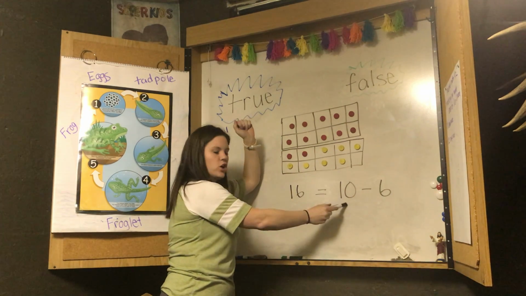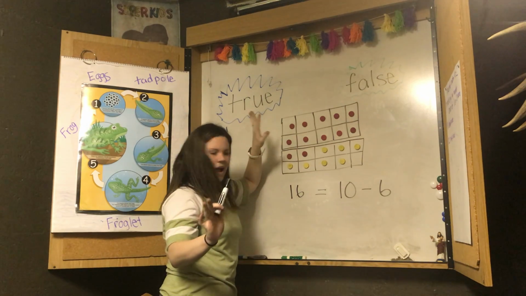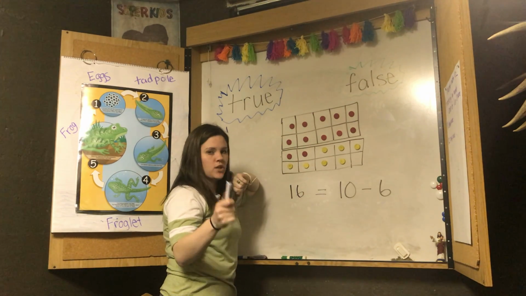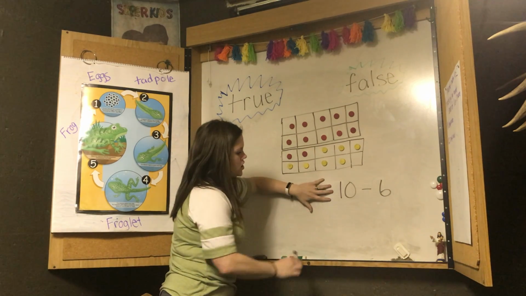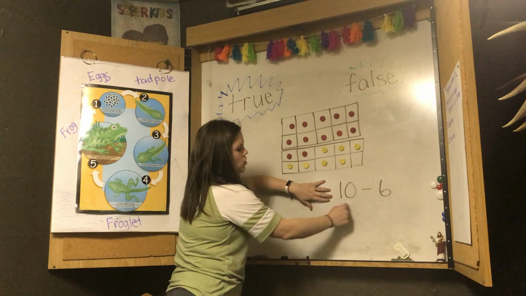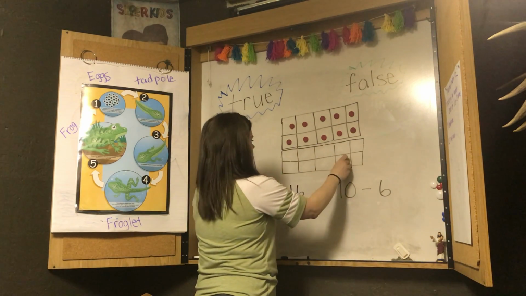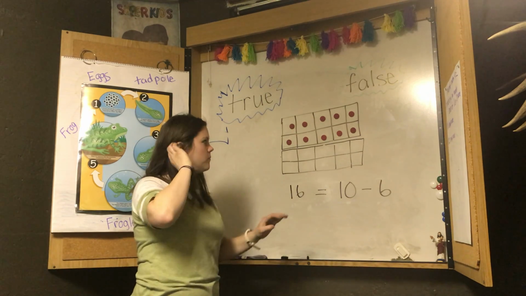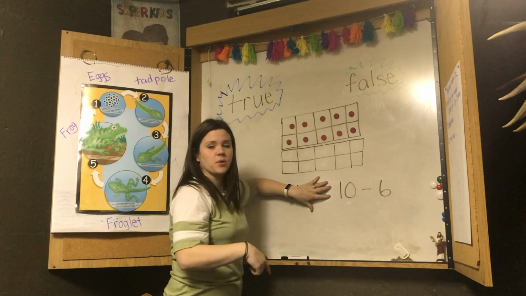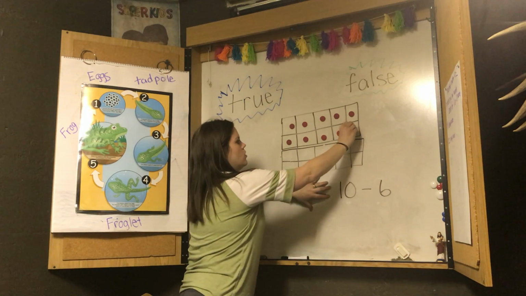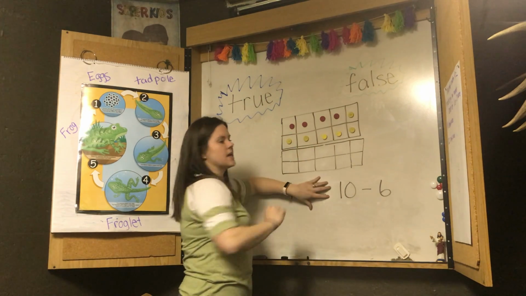Could a part be bigger than the whole? No. So right off the bat, I can tell this equation is not going to be true. But I want to work it out and find out why. So we want 10. 10 is our whole. We're starting with 10. Ready? Take away the counters in your second 10 frame. 10. Take away 6. I'm going to flip over 6 reds and make them yellow. 1, 2, 3, 4, 5, 6.